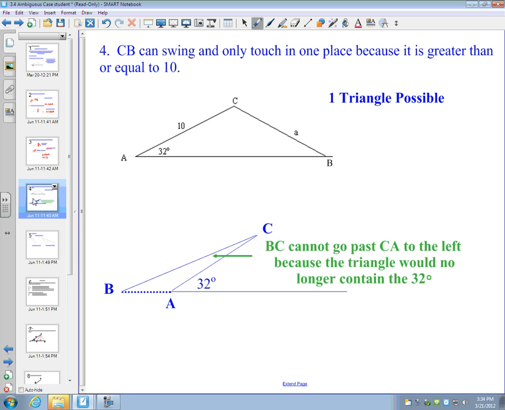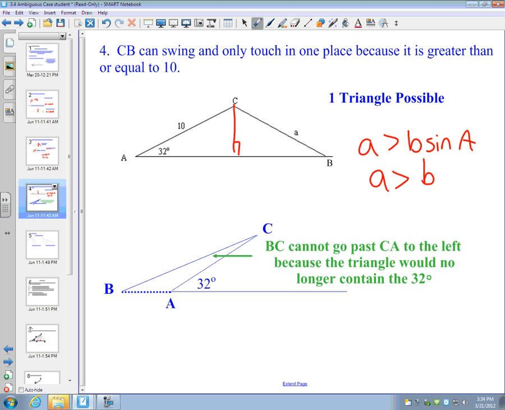Okay, and finally, there's one other scenario that CB can swing out and only touch in one place because it's bigger than 10. So this is when we have A is greater than the height. It's greater than this, but it's also greater than 10. So it's also greater than B.